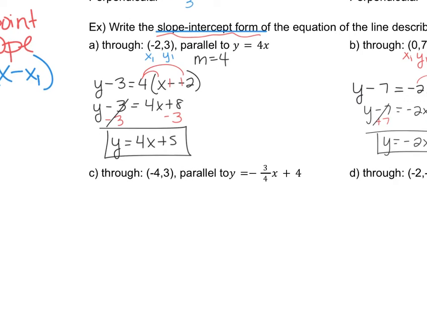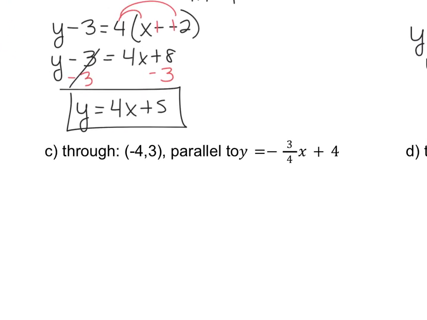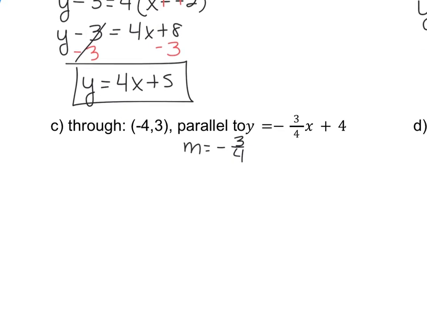Alrighty, next one. So it's going to be parallel to that line. So the slope is going to be the same. So -3/4. Ooh, I gave you a fraction. Okay, it's going to be fine. All right, so we're going to label these x1, y1. Let's plug it in. Y minus 3 equals -3/4, parentheses, x minus -4. Minus negative becomes plus positive.